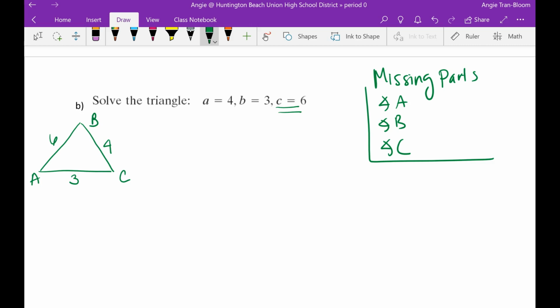Okay, so I need to use the law of cosine. So let's find A first. A squared equals B squared plus C squared minus 2BC cosine of some angle called A. If you're using the law of cosine the entire problem, then you don't need to worry about the smaller angle problem, okay?